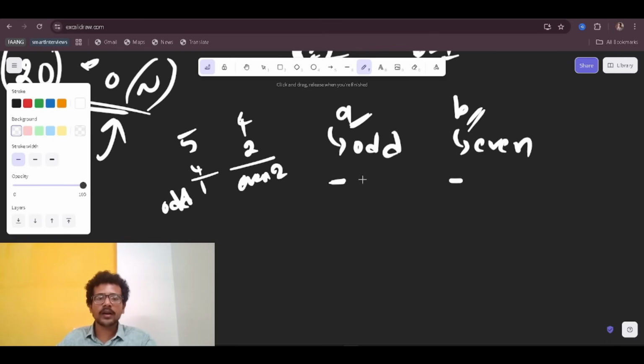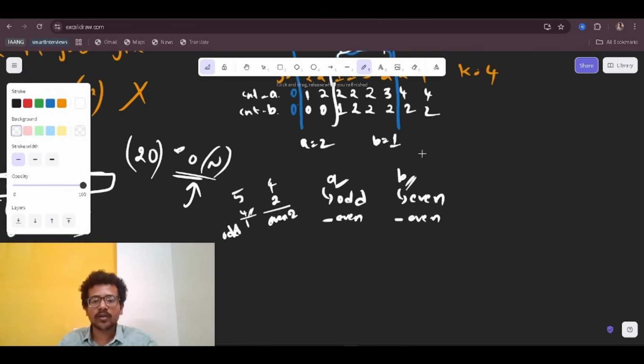So for odd, I am removing odd, right? Sorry, I'm just removing even. Here also I am removing even. Then what did I get? Then I got an odd number of A's and an even number of B's.